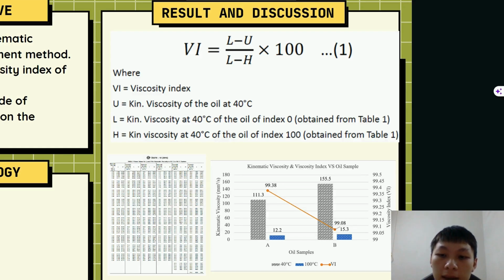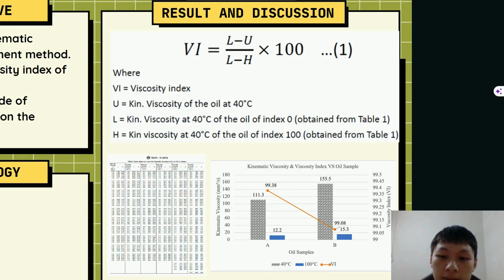For sample A, the kinematic viscosity at 40 degrees Celsius is 111.3 cSt, while at 100 degrees Celsius it is 12.2 cSt. Hence, its viscosity index is 99.38.